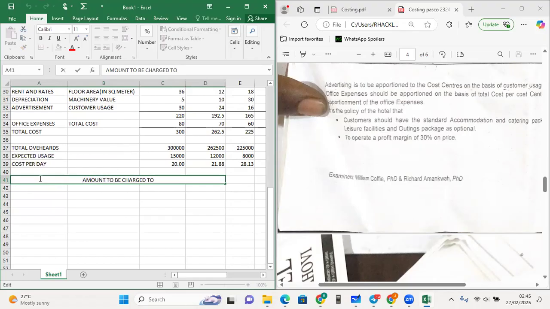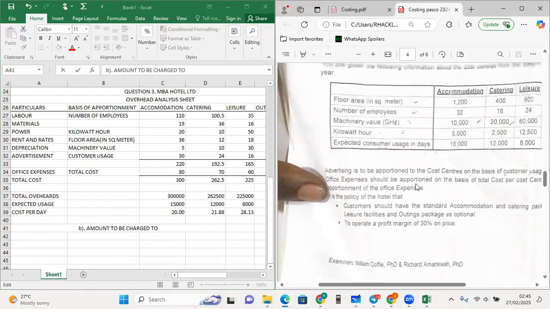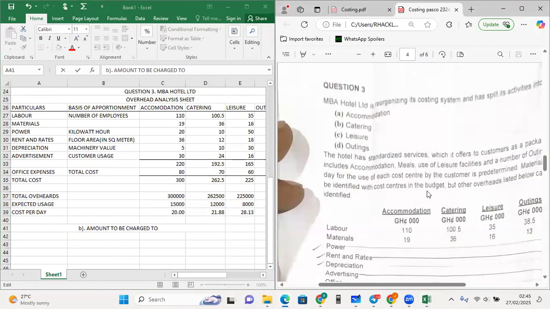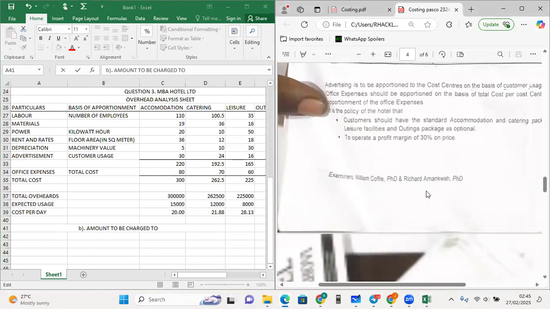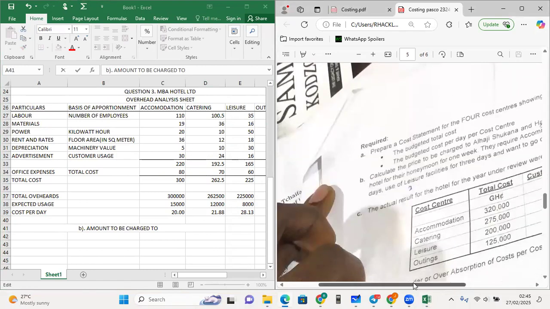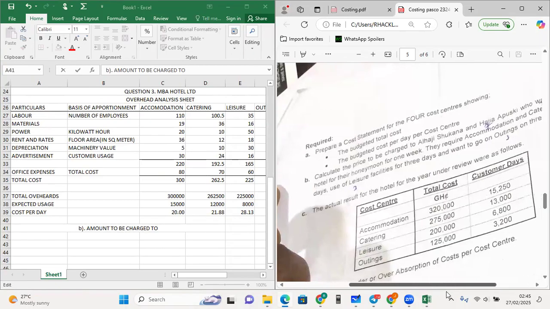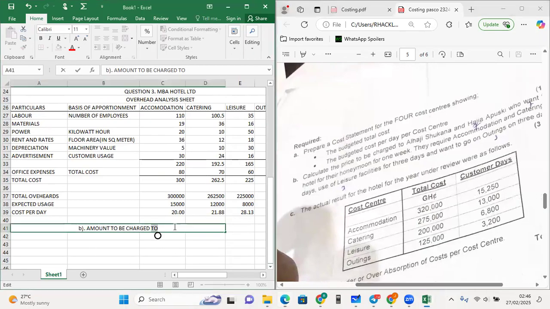So this is the B part. Amount to be charged to Haji Shukana and Hajia Akuski.